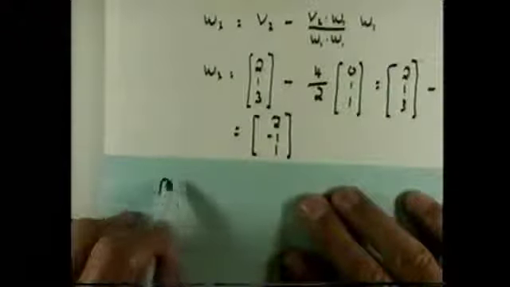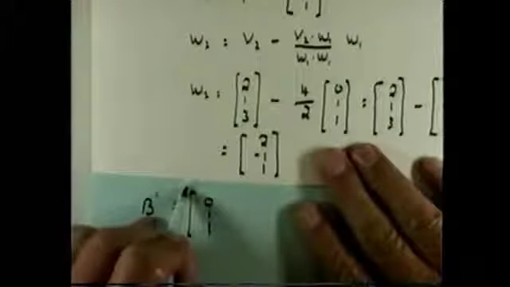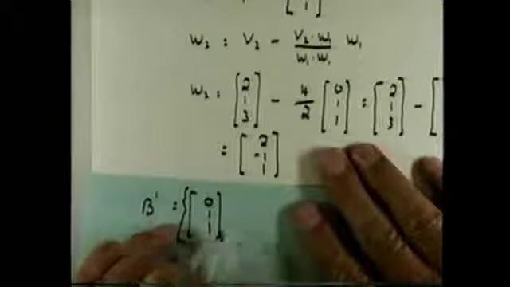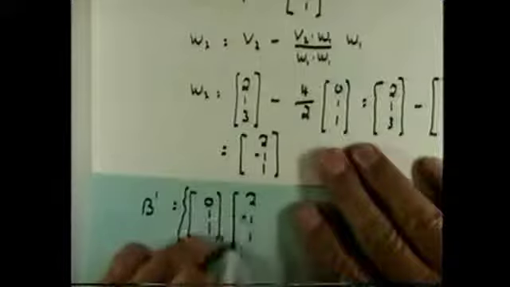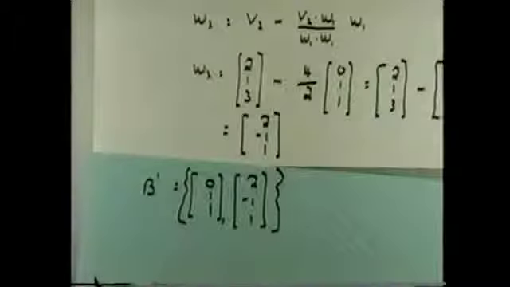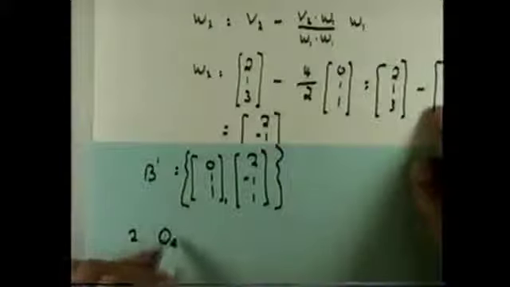So we have the orthogonal basis B prime, which is going to be W1, 0, 1, 1, and W2, which is 2, negative 1, 1. Now, of course, step 2 is to get an orthonormal basis.